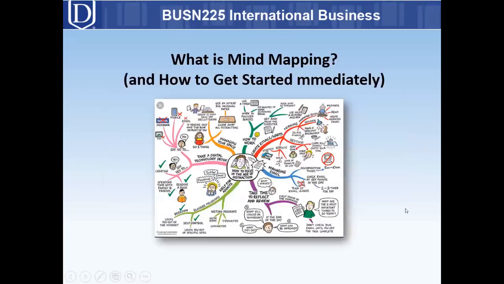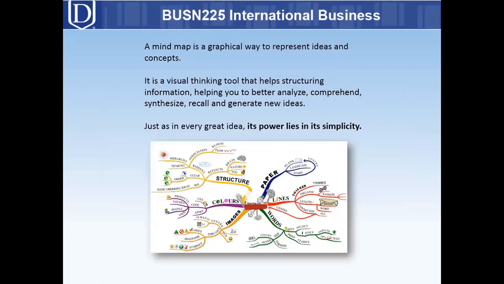Okay, so what is mind mapping and how do you get started immediately? This is a mind map, okay? A mind map is a graphical way to represent ideas and concepts. It is a visual thinking tool that helps structure information, helping you to better analyze, comprehend, synthesize, recall, and generate new ideas. Just as in every great idea, its power lies in its simplicity. And really, that's what it is.